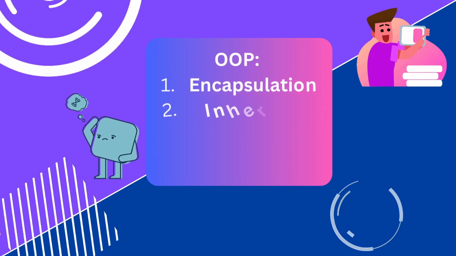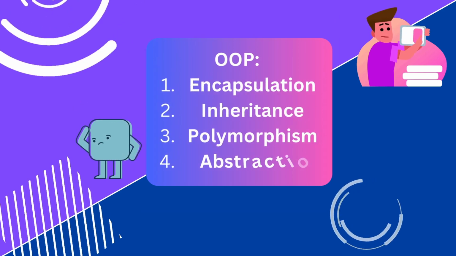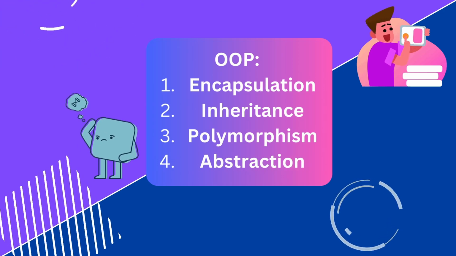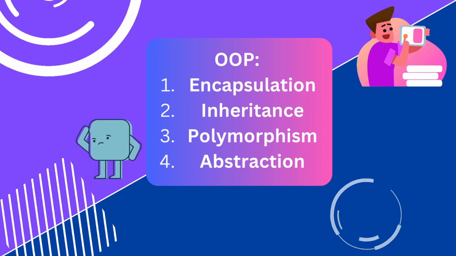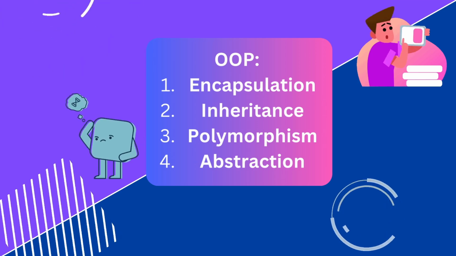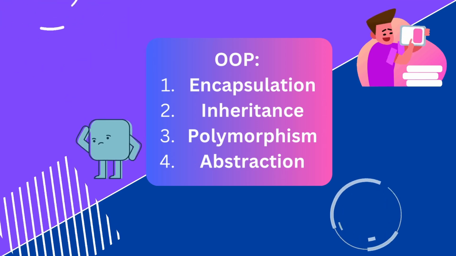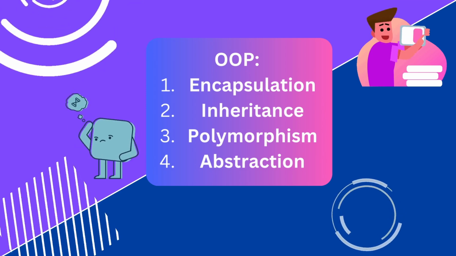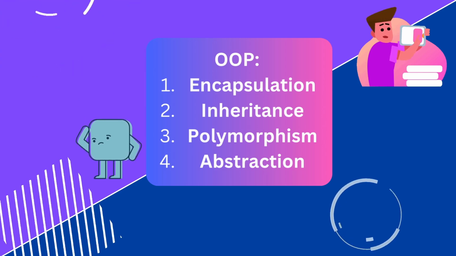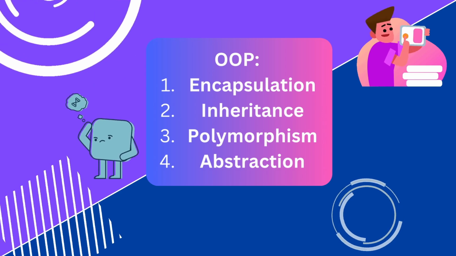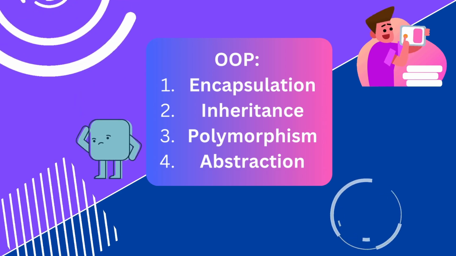Today, we'll cover the 4 key pillars of OOP. Encapsulation, inheritance, polymorphism, abstraction. By the end of this video, you'll not only understand what these concepts mean, but you'll also see how to apply them in C# to create robust, reusable code. So, grab your favorite beverage, get comfortable, and let's dive into the world of object-oriented programming in C#.